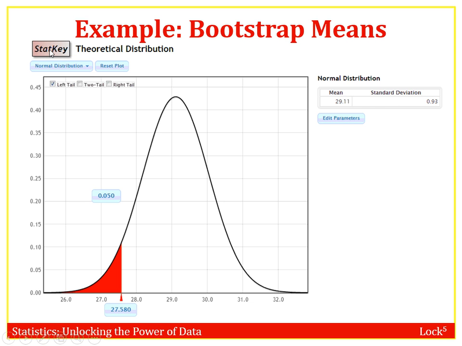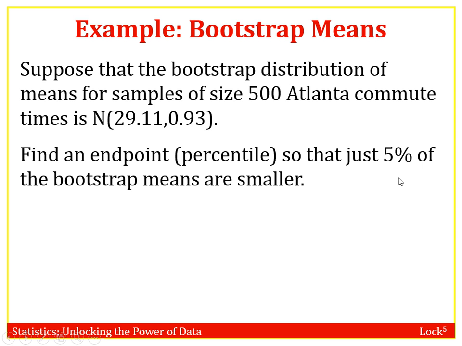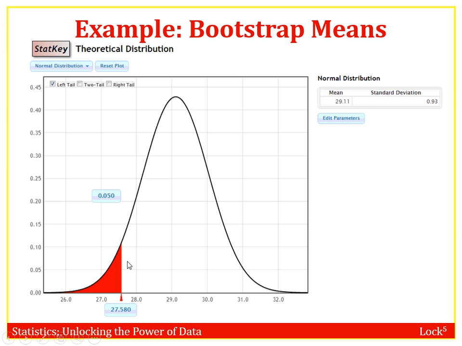You go to StatKey, down towards the bottom, you'd hit normal. We want to be smaller than 5%. So I was going to say hit left tail, but no, you want to go ahead and edit your parameters first. So hit edit parameters, type in your mean, type in your standard deviation, then go ahead and hit left tail because you want less than 5. We want it so that just 5% are smaller, so you hit left tail.